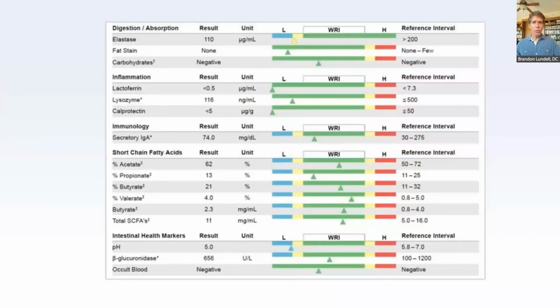So his elastase was low, and his pH was really low, again, because the pancreas wasn't working well, secreting the bicarbonates. But short chain fatty acids were good. Not too bad, but lactoferrin, lysozyme, calprotectin, those were all low. So ruling out ulcerative colitis, Crohn's, that kind of thing. Next slide.